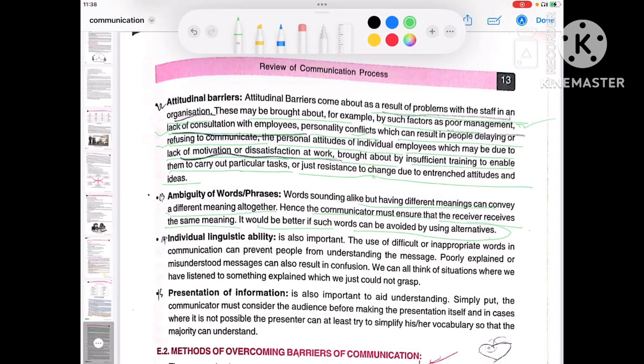And as to an individual's linguistic ability, it's also important. The use of difficult, inappropriate words in communication can prevent people from understanding the message. A poorly explained or misunderstood message can also result in confusion. We can also think of a situation where we have listened to something explained which we just could not grasp.